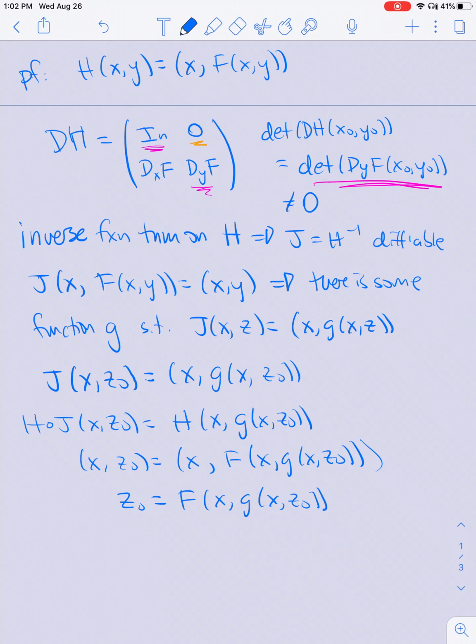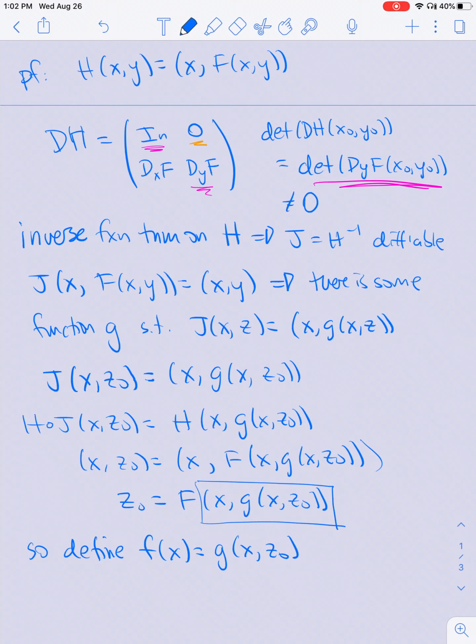So what this tells me is that every point of the form x comma x, g of x, z naught is an element of the preimage of z. So this is exactly how I wanted to define my function f. So I want to define f of x to equal g of x comma z naught. And all this equation tells me is that pairs x comma f of x are elements of the preimage of z naught, but actually because h is invertible, j is actually a function.